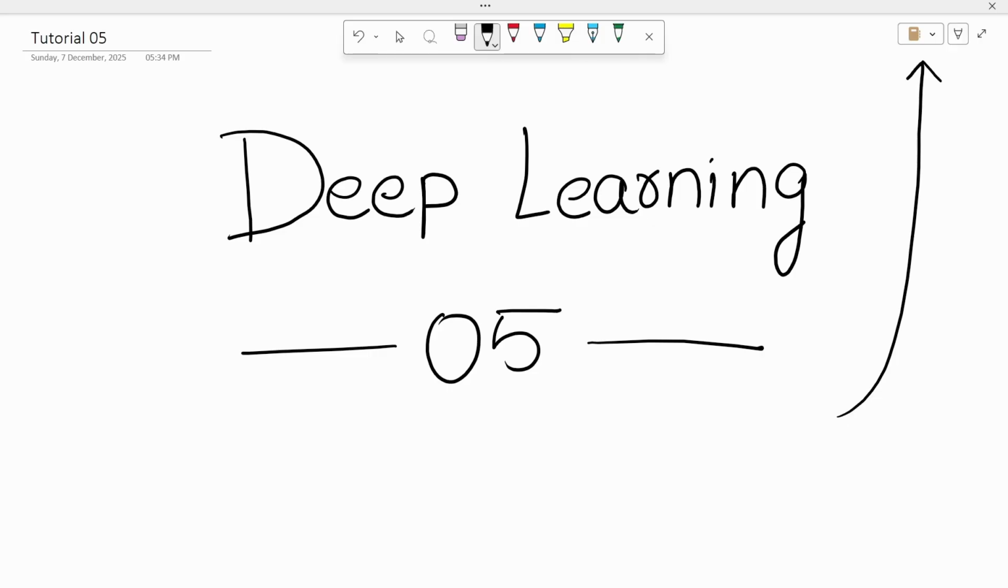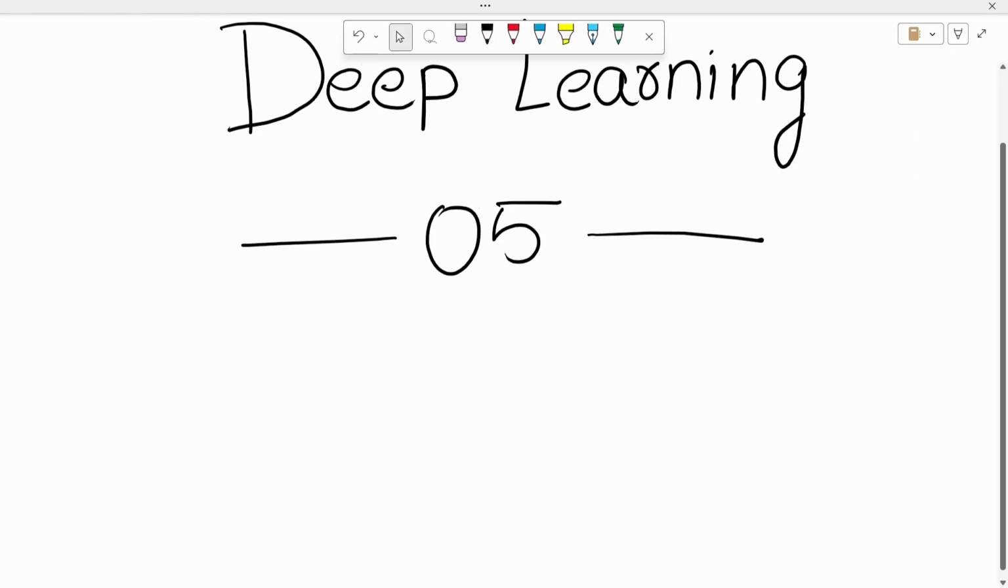Today, we'll be taking a look at something called activation functions. Now, before we go into activation functions, I want to talk about something. In the last class, we saw a problem with a single perceptron, which is called the XOR problem.